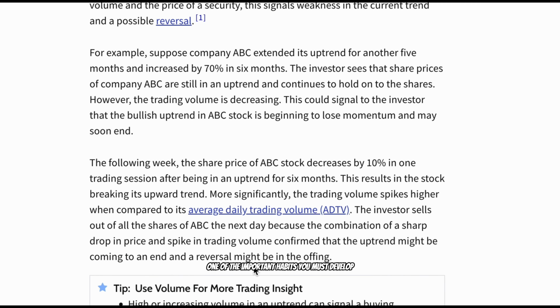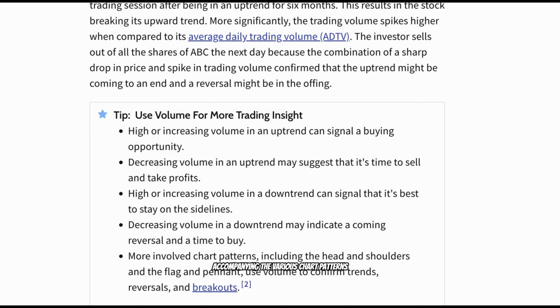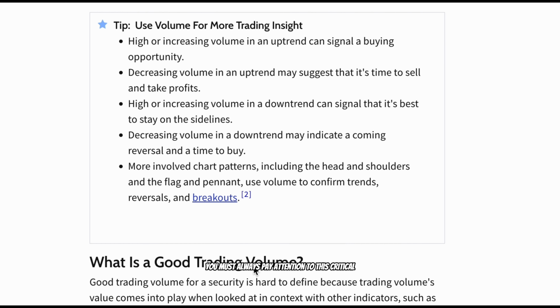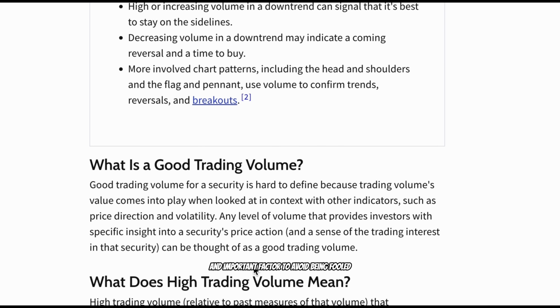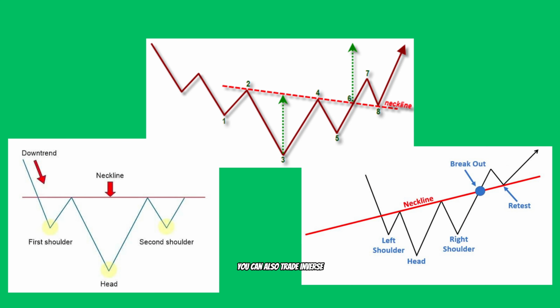One of the important habits you must develop is to learn to look at the volumes accompanying the various chart patterns. You must always pay attention to this critical factor to avoid being fooled by the market and the price chart. In a similar way, you can also trade the inverse head and shoulders pattern.